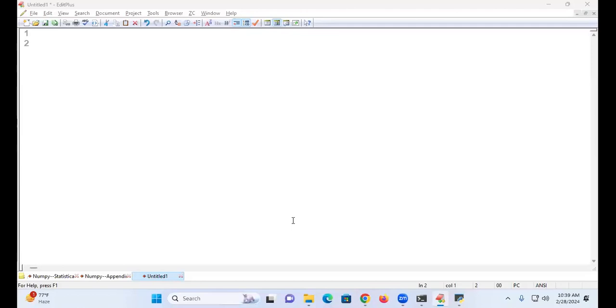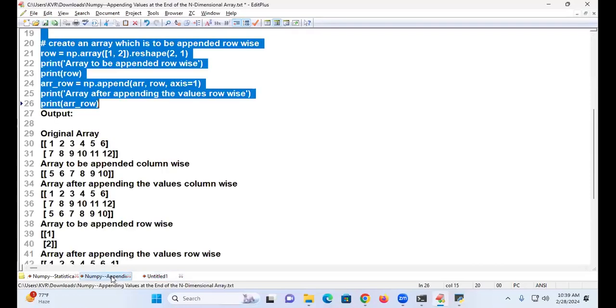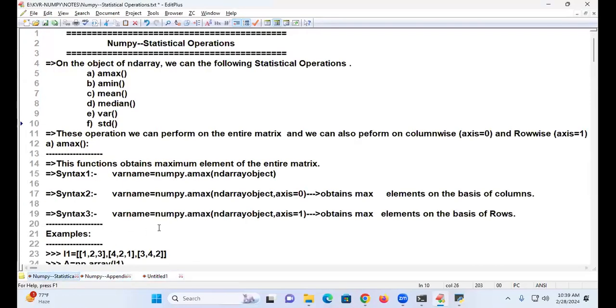Raghuram. Sir, good morning, sir. Good morning. Sir, in day before yesterday's class, in the choice function of the random module, sir, how did we arrive at or decide the probabilities of different values of the ND array object, sir? Can you please explain that?